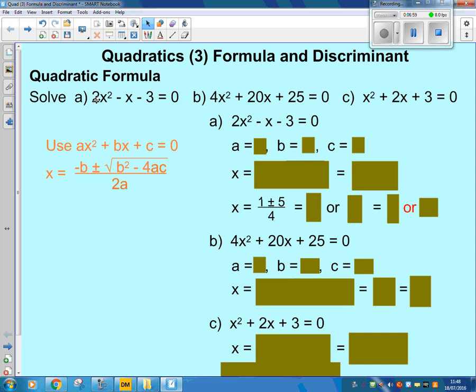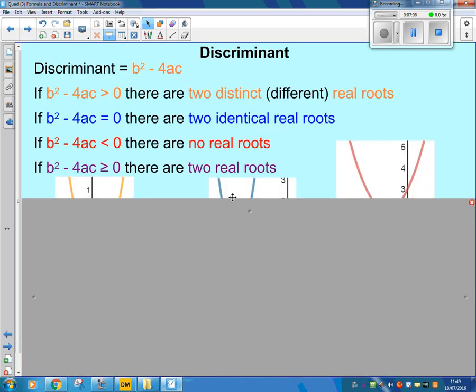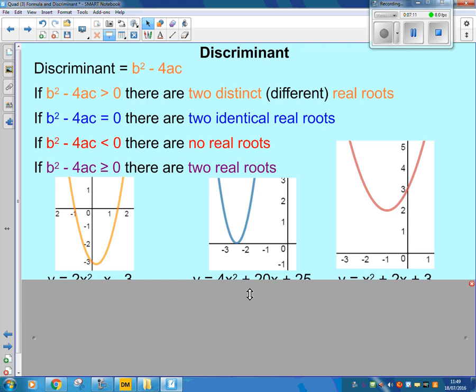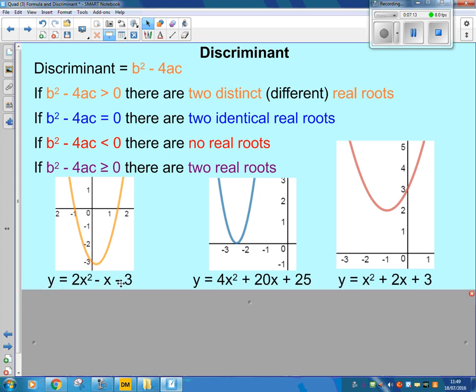So we're going to look at y equals 2x squared minus x minus 3, y equals 4x squared plus 20x plus 25, and y equals x squared plus 2x plus 3. And here are the three graphs. The first graph, y equals 2x squared minus x minus 3, and notice our roots are where it cuts the x-axis, because we solved 2x squared minus x minus 3 equals 0, we got two solutions. We got minus 1, we got 3 over 2, which is 1.5. So for this one here, we got two solutions.